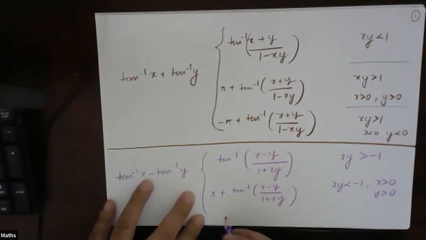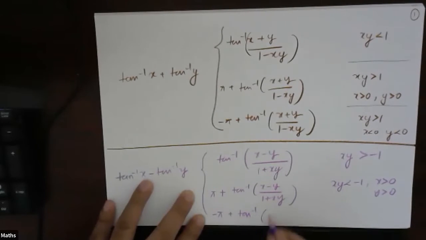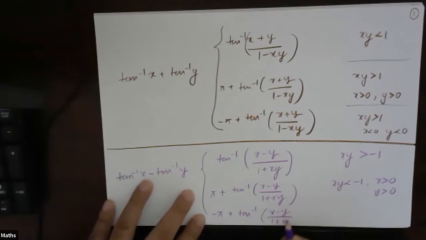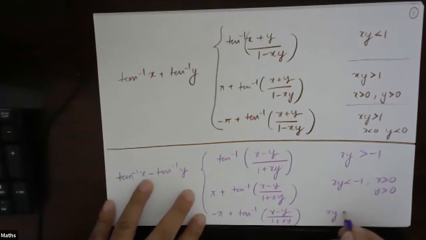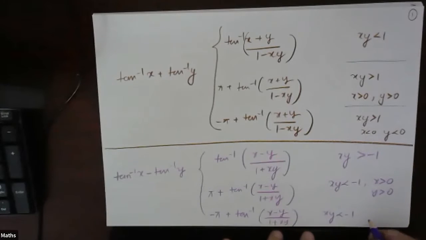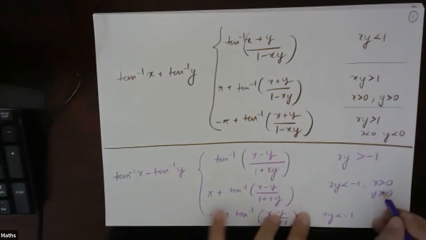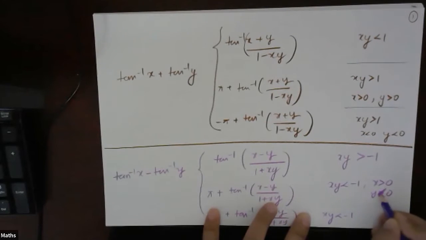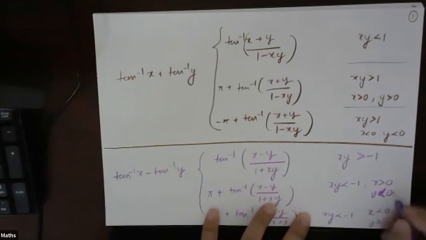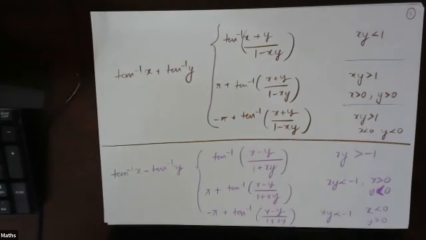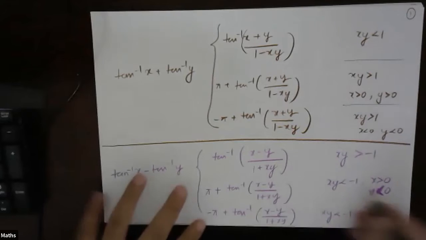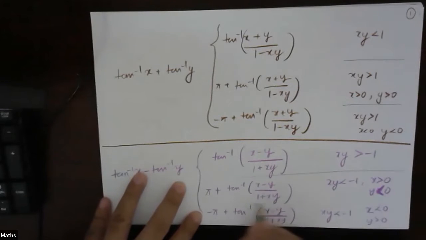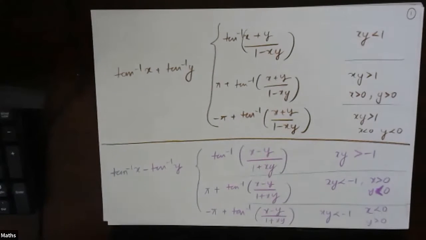And the third one is minus pi plus tan inverse of x minus y upon 1 plus xy, where xy is less than minus 1 and x is less than 0 and y is greater than 0. Okay, just copy these two once again. Then we'll start solving questions based on this.